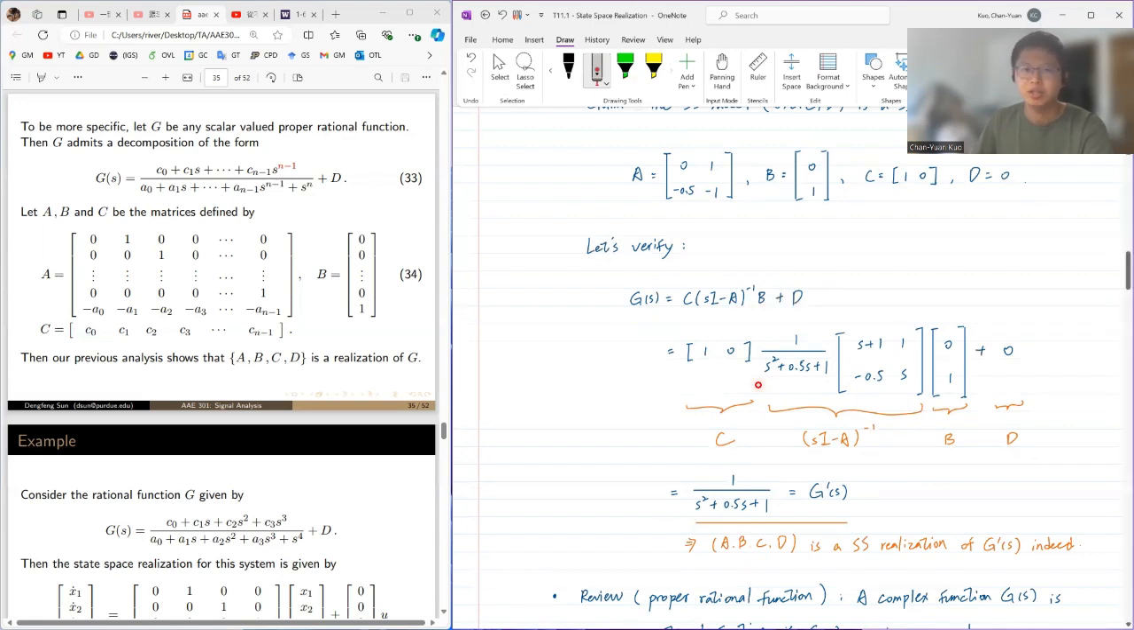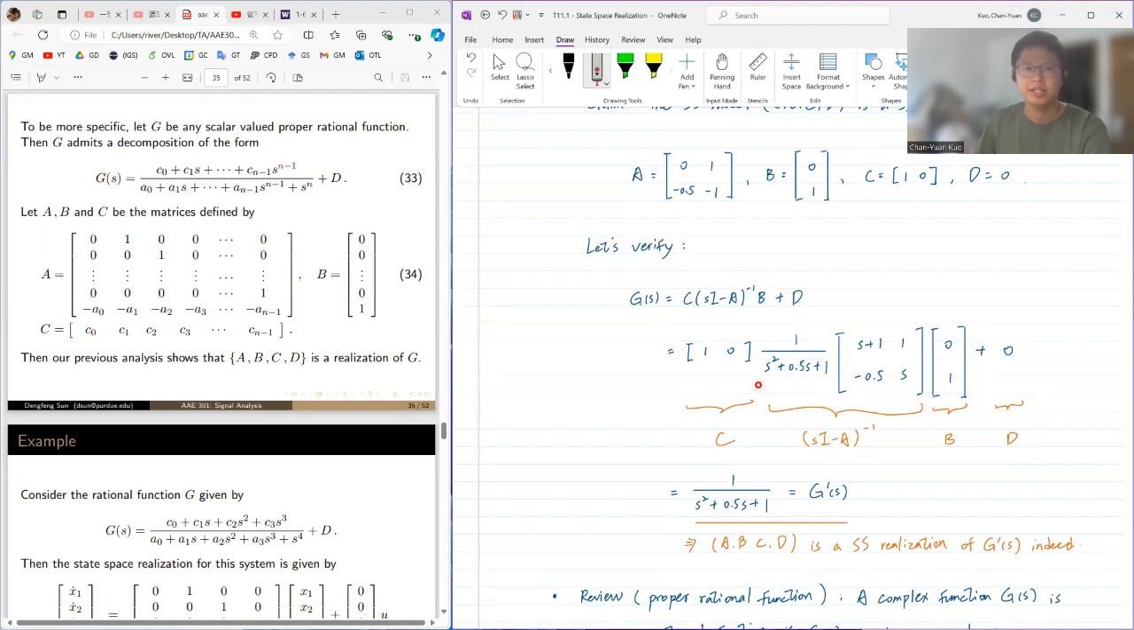Next, if we substitute the matrices A, B, C, D into this expression, we will get G(s) equals 1 over s squared plus 0.5 times s plus 1, which also equals the transfer function of the mass spring damper system G'(s). Therefore, we can conclude that the state space model A, B, C, D is indeed a state space realization of G'(s).